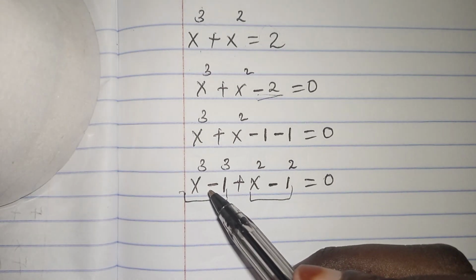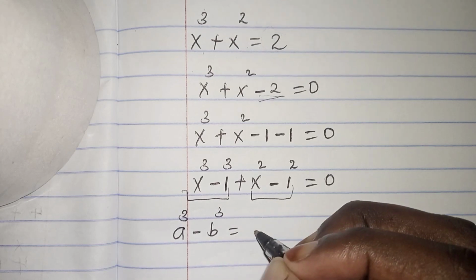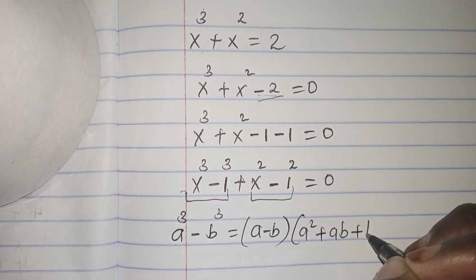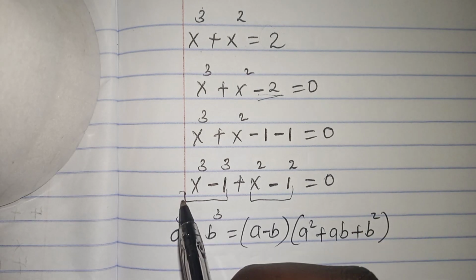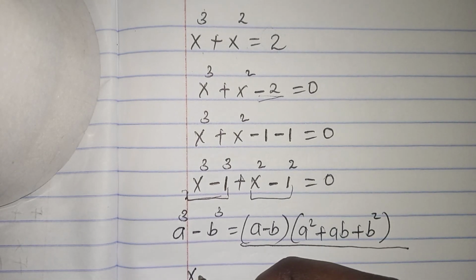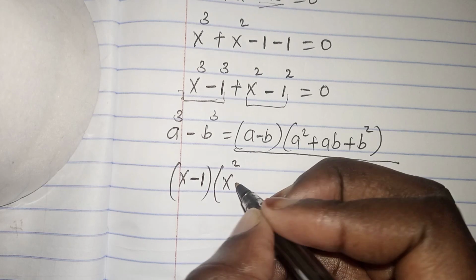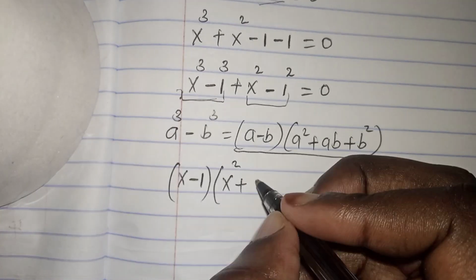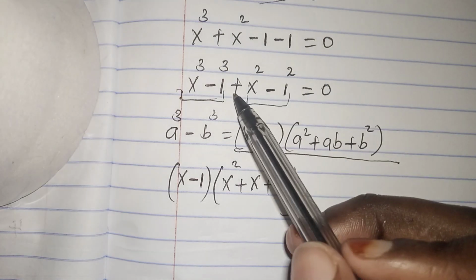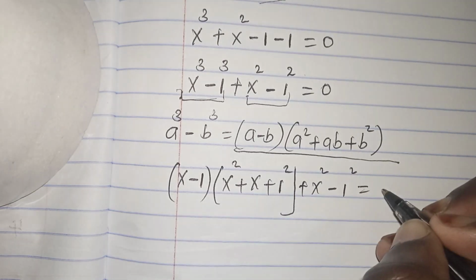So for the perfect cube, you're going to solve it using this perfect cube rule, whereby if you have a cubed minus b cubed is equal to a minus b bracket a squared plus ab plus b squared. So we are going to express this in this form. So a minus b, this is x minus 1 bracket, into bracket a squared, this is x squared, plus ab, x times 1, so this is x, plus b squared, which is 1 squared bracket, then plus our perfect square, x squared minus 1 squared is equal to 0.